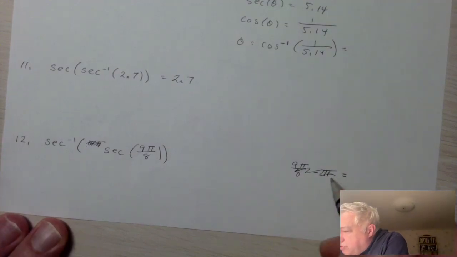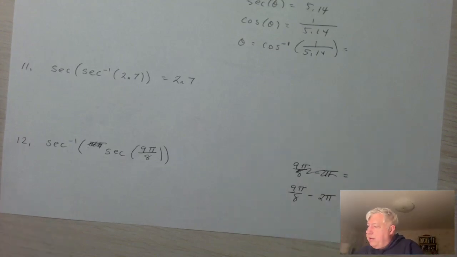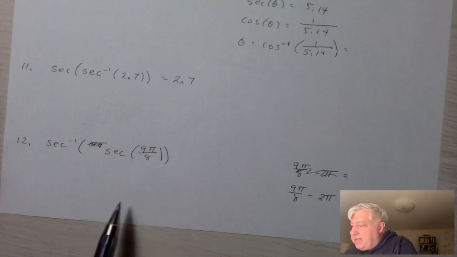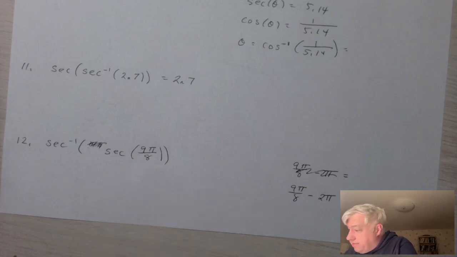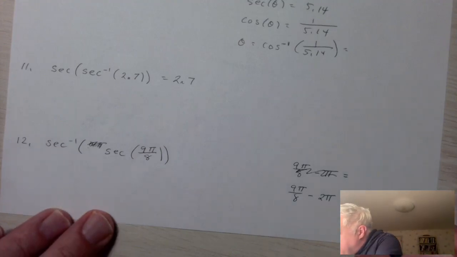Let's subtract 2 pi. In that case, that doesn't change the value of the secant. So this is going to be the same thing as 9 pi over 8 minus 16 pi over 8.